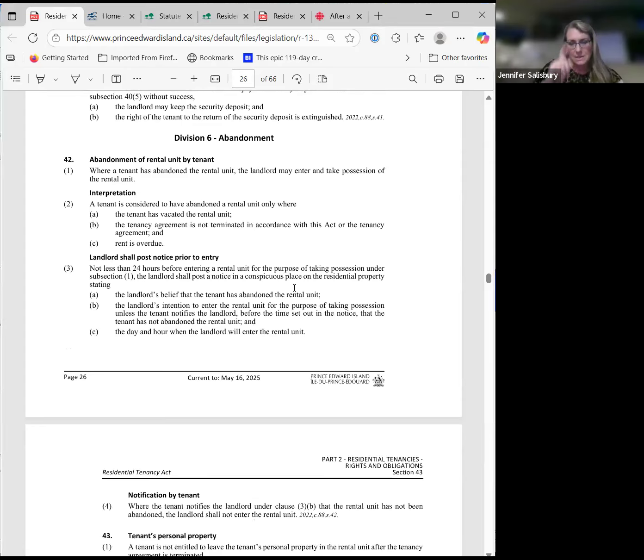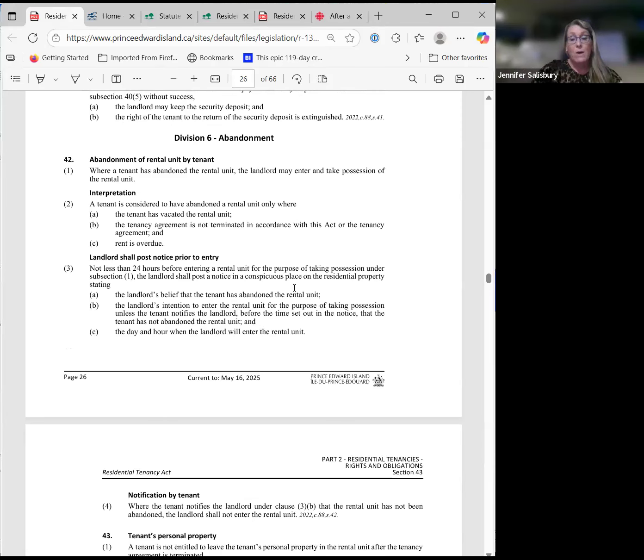Okay, abandonment. This is on the bingo card. Abandonment of the rental by the tenant. Where the tenant has abandoned the rental unit, the landlord may enter and take possession of the rental unit, meaning you can change the locks, you can take possession of whatever space it is, but what's defined as abandoned?